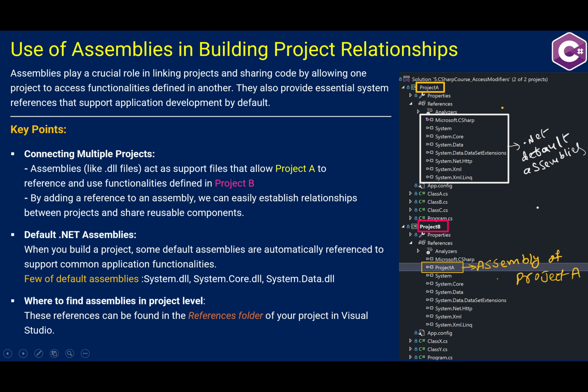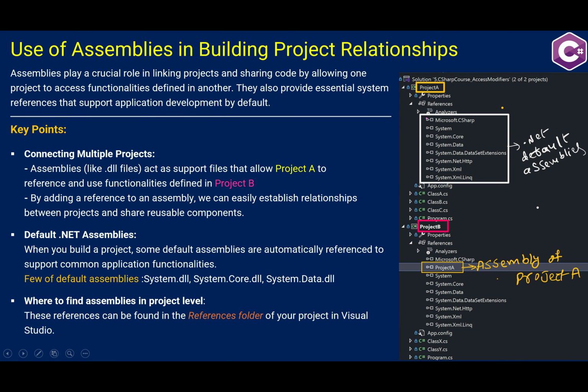So, in this session, let's try to understand what is the exact use case of the assembly, and by using the assembly, how we can build the relationship between two projects. We know that assemblies play a crucial role in linking the projects and sharing the code by allowing one project to access the functionalities defined in another. They also provide the essential system references that support application development by default.